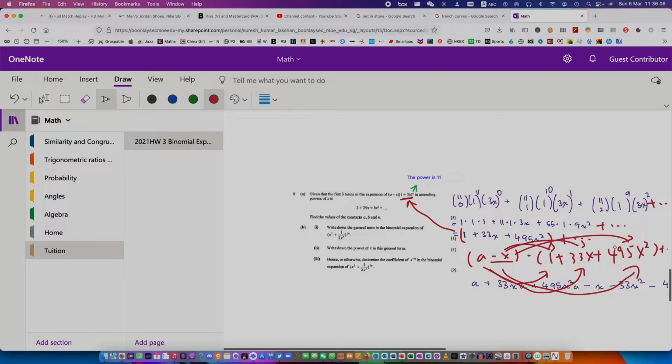So now you need to combine similar terms, meaning your x terms you combine, and the x to the power of 2 terms you also combine. Then the non-x terms you also need to combine. You underline similar terms first. A is a constant. Underline similar terms, meaning the terms with a only.